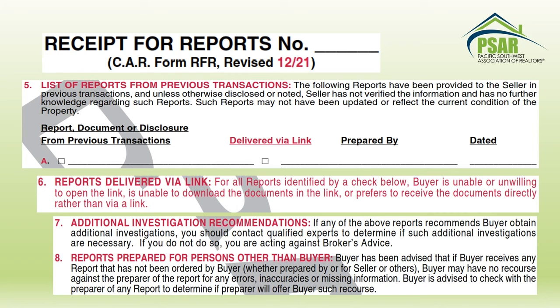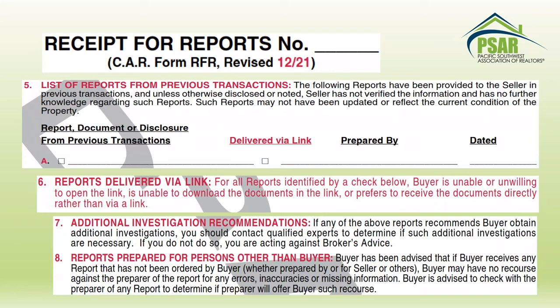Okay. Then, of course, we go into additional investigation recommendations. Look, buyer, if you're seeing that the physical inspection says that you should contact a plumber, then you should do that. You should contact a professional. Don't look to me, the seller, or the broker to see if you should do that. That's not our job.